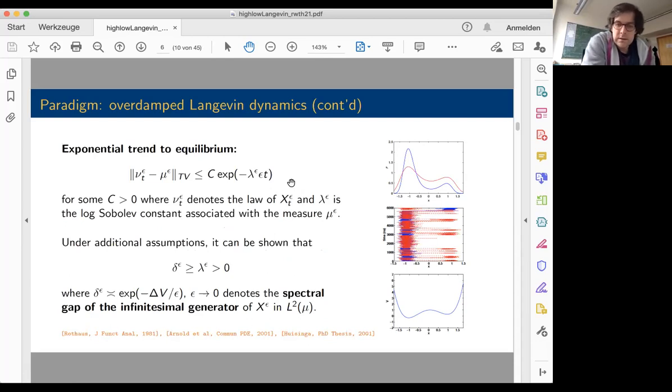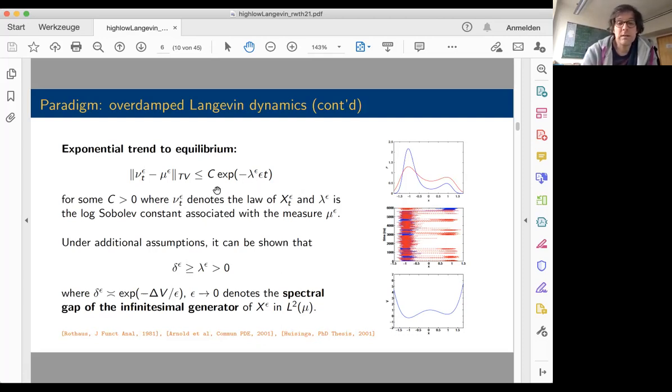So the speeds of convergence can be quantified. What one can show is that if you study this overdamped Langevin dynamics, and you ask at which rate the system converges to its ergodic invariant measure, and if you measure this speed of convergence in the total variation norm, then you can show that the discrepancy between the time t distribution and the invariant measure is exponentially small, with some rate minus lambda over epsilon. So epsilon is again the noise level, and lambda is a property of the measure.